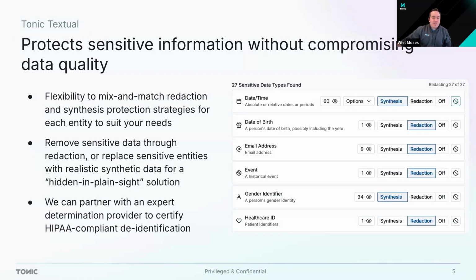And one of the biggest trade-offs in privacy tooling is protection versus utility. So often folks can redact too aggressively, which will destroy context, or they don't redact enough, which can introduce risk. Textual allows you to mix and match redaction and synthesis at the entity level. This means that you can remove certain data entirely while replacing other data with synthetic values, preserving structure and meaning. This is especially critical for AI training. And with that foundation in place, let's talk about what's new.